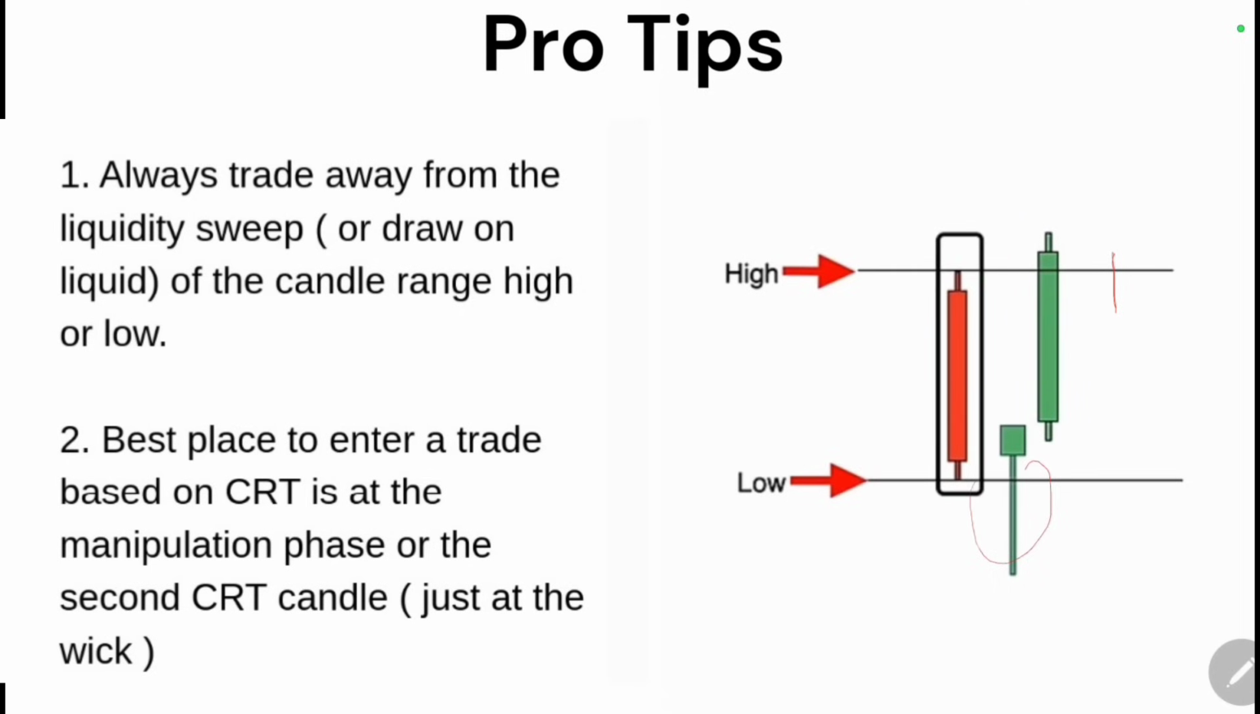Now, I will say the best place to enter the trade, based on the CRT pattern, is at the manipulation phase or second range candle. This is the best place to enter a trade. You could actually see entries at the distribution phase, or this candle, but it is far better to enter the trade somewhere around here at the second candle, the manipulative candle or manipulative phase, for a higher risk to reward ratio.